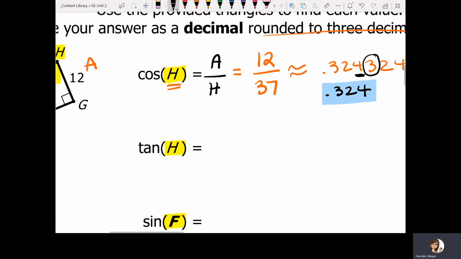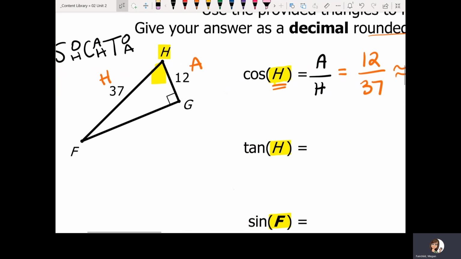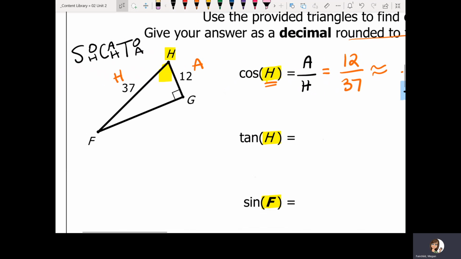Next one. Isabella, for tangent of H, what 2 letters are we going to use for tangent? O over A, good. So looking at angle H, do we know the opposite side length? Yeah. We do? It'd be over here. What is it?